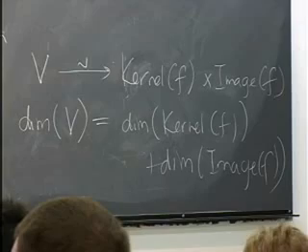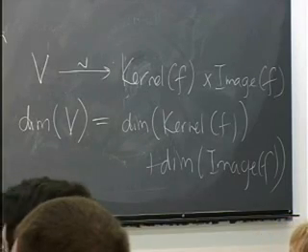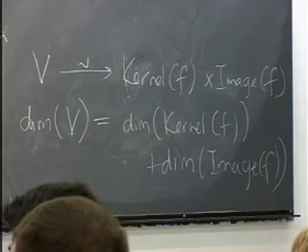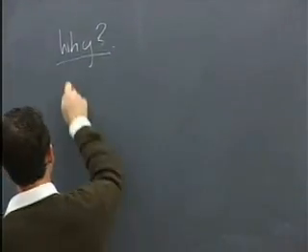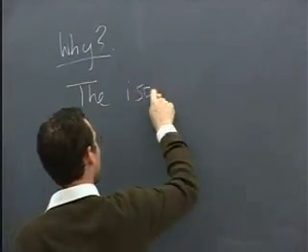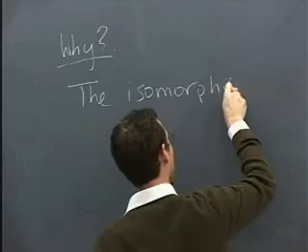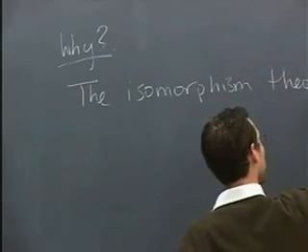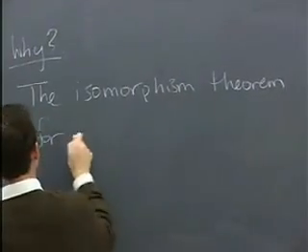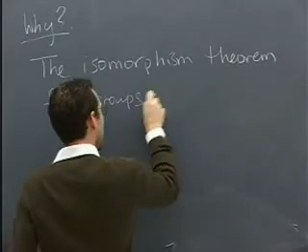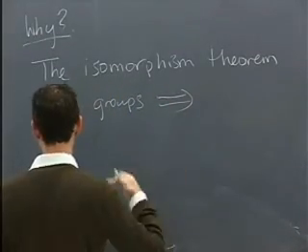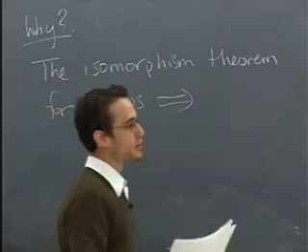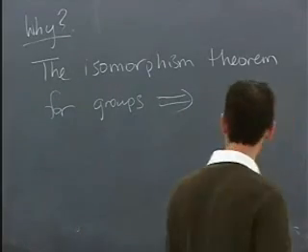So we saw a very significant isomorphism theorem. So why? Well, the isomorphism theorem for groups implies another sort of isomorphism theorem for vector spaces, where you just sort of add in the linear structure, which is something that's lacking in general groups.